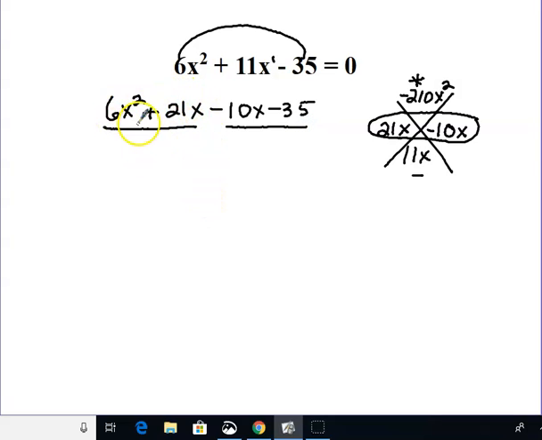Factor out what you see in common between a 6 and a 21, and we've got to think about the x's, so both have an x. It would be a 3x.